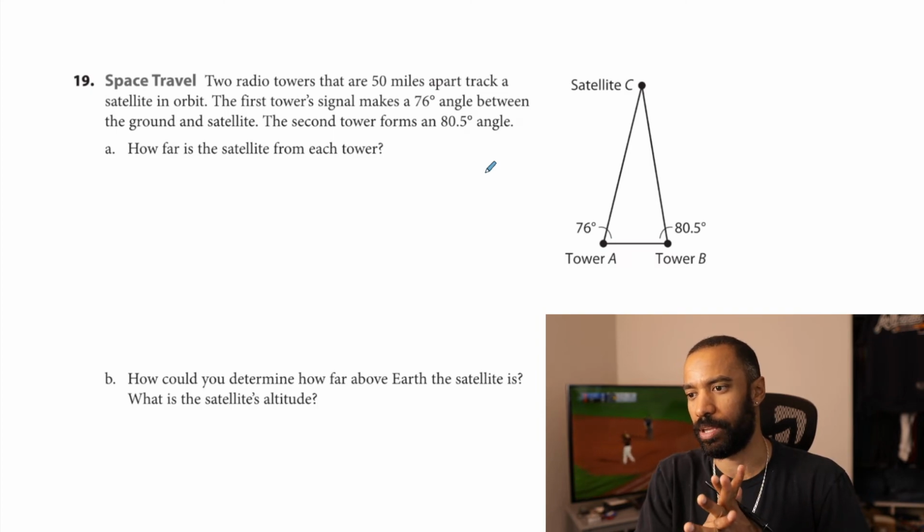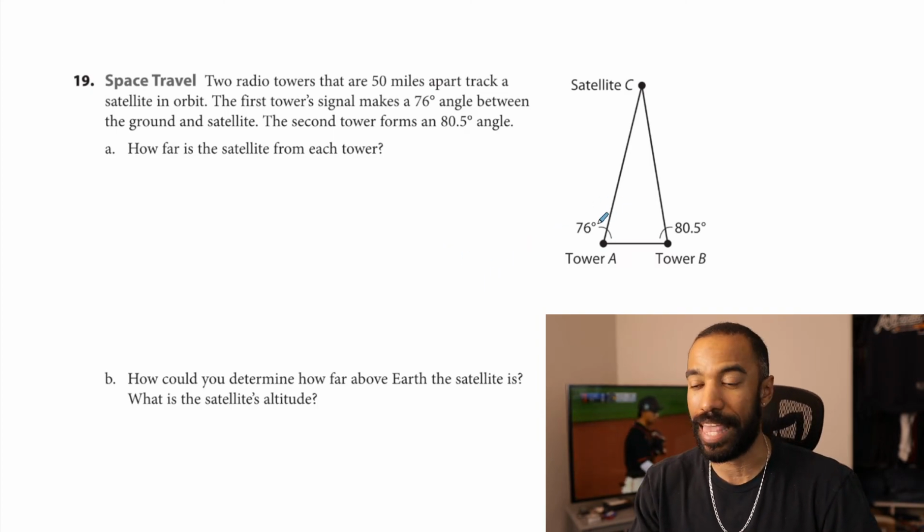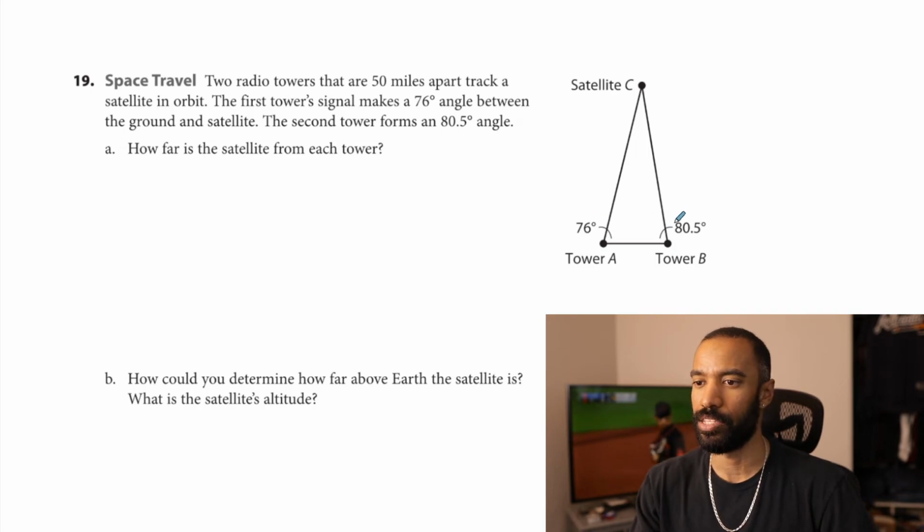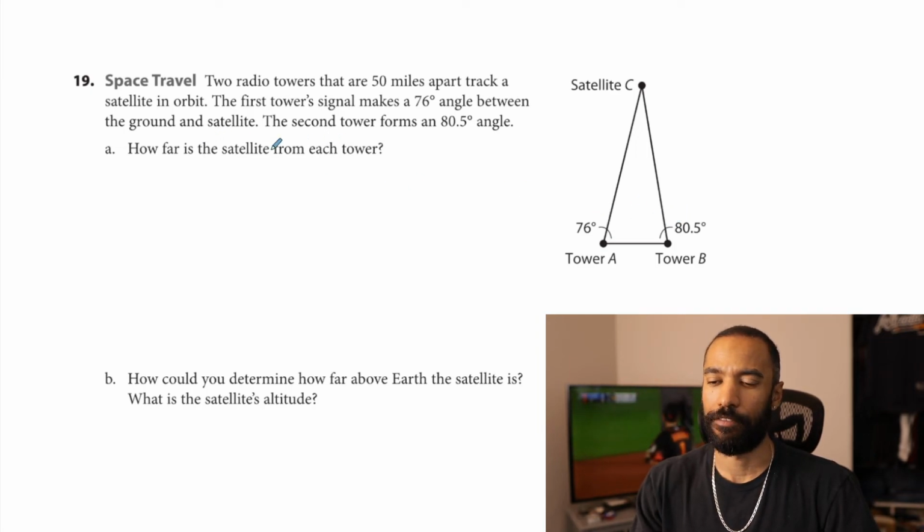The first tower's signal makes a 76-degree angle between the ground and satellite. The second tower forms an 80.5-degree angle. How far is the satellite from each tower?